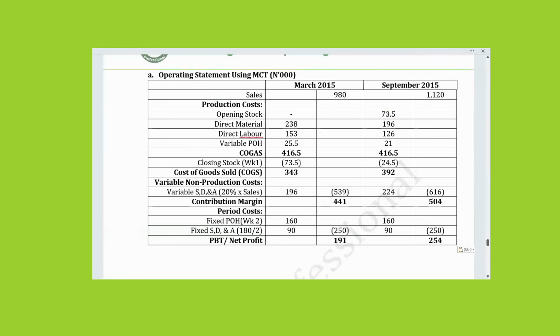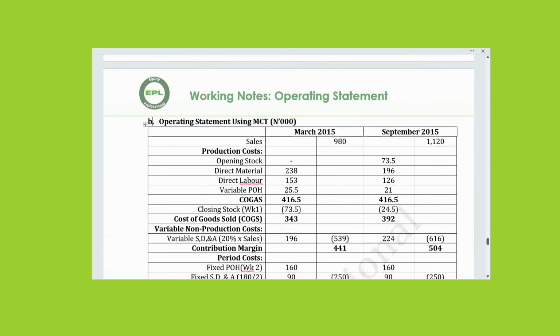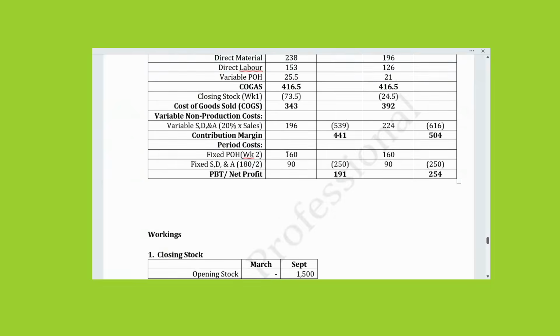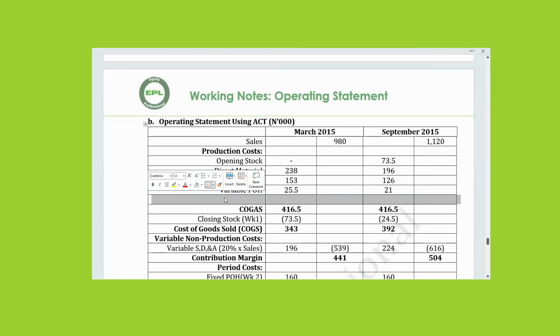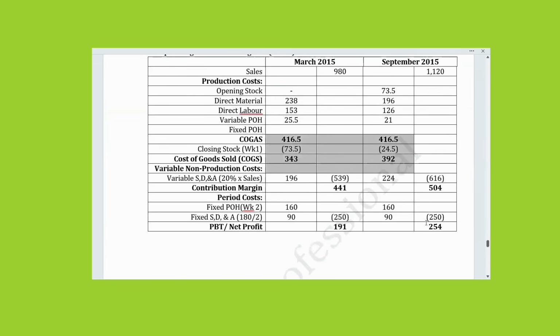So requirement number B, using the absorption costing method. So the sales value will remain the same. Opening stock in March is 0. We don't have opening stock. So the next thing we are going to do is to introduce fixed production overhead, because we are using the absorption costing technique.